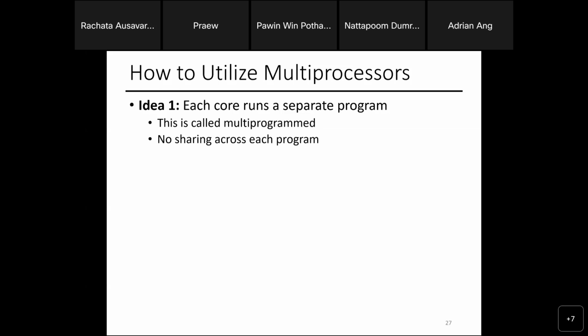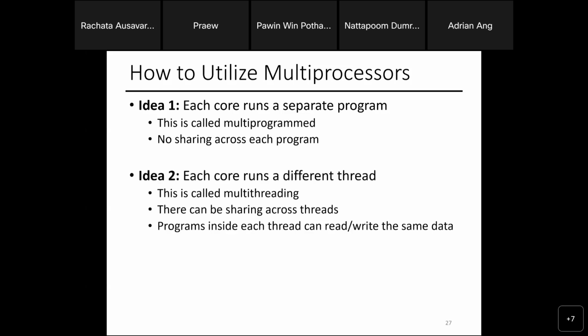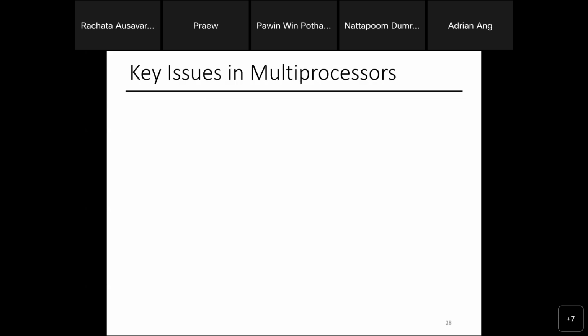CPU 1 runs program 1, CPU 2 runs program 2, each one of them running as different processes, even simpler, right? We call this multi-program. And when you run each program on each of the CPUs, they don't really have shared data, so that simplifies that part as well. The second idea is you have multi-threading. This is when you want to make the program faster. You multi-thread them, right?